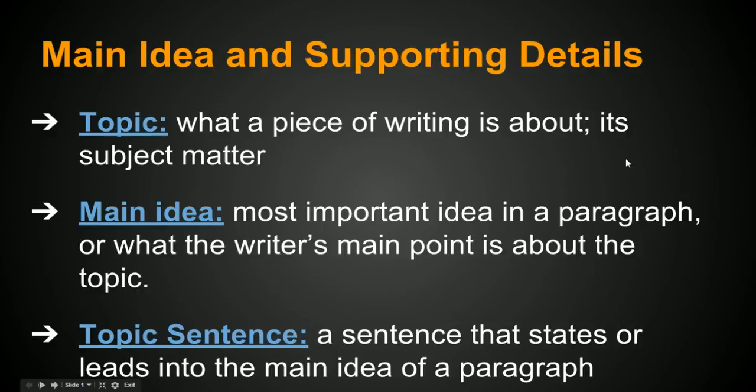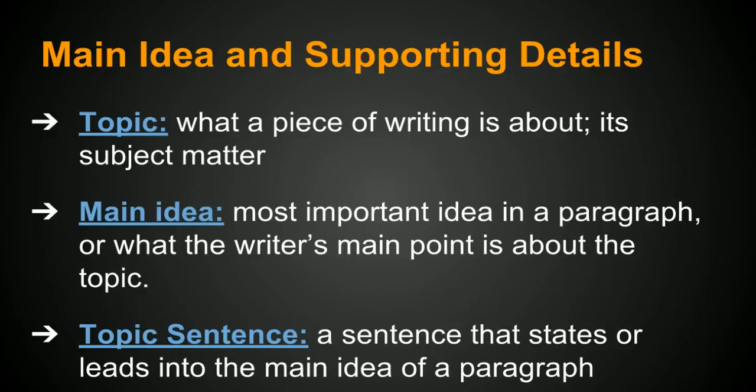First off, topic. Basically, the topic of any piece of writing is what that writing is about. So it is the subject matter that we're looking at as far as the topic goes. Now, when an author sets out to write something, they obviously have an idea in mind as to what they are going to write about. So the main idea in a piece of writing is the most important idea in a paragraph, or what the writer's main point is about. Okay? So it's not just the topic. It's a little bit more than the topic. The topic, again, is just the subject matter, and the main idea is what about that subject matter the writer is talking about in the piece.